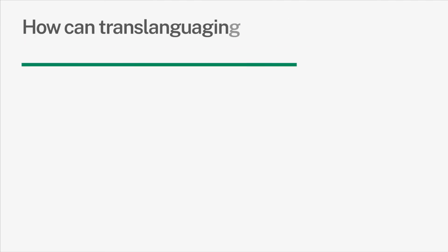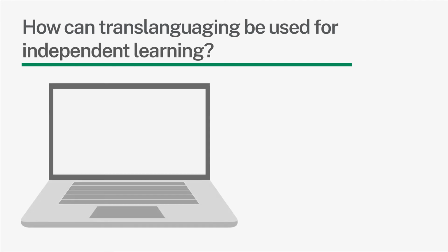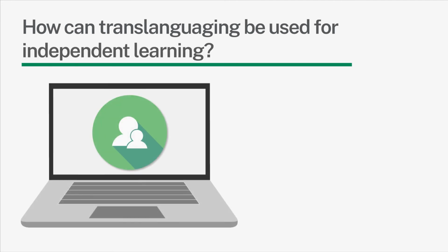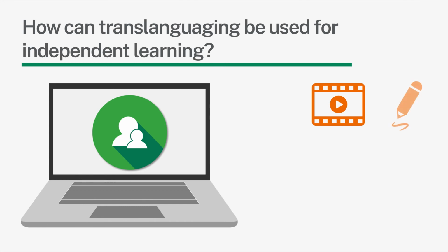How can translanguaging be used for independent learning? Home is an environment where families will naturally speak in their home language, so it's already a translanguaging environment in a sense. Here, learners with EAL could watch a video on a topic from their computer or their device in their first language, perhaps making notes from it in the language of their choice, to speak or write about it later in English. It might be possible too for parents or carers to be involved.